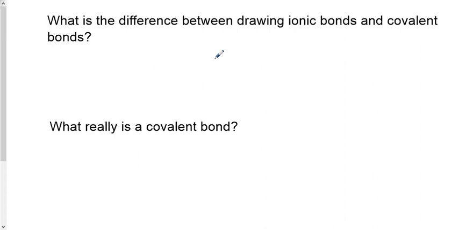Okay, this is part 2 of our review of ionic bonding and covalent bonding. And we'll start with the difference between drawing ionic bonds and covalent bonds. Well, when you're drawing ionic bonds, you will definitely show an electron transferring over, showing arrows from one atom to another. Whereas for a covalent bond, you're going to be showing things like this.